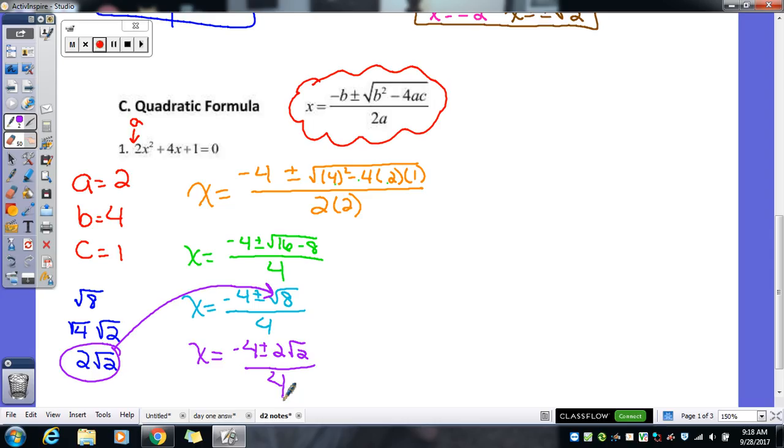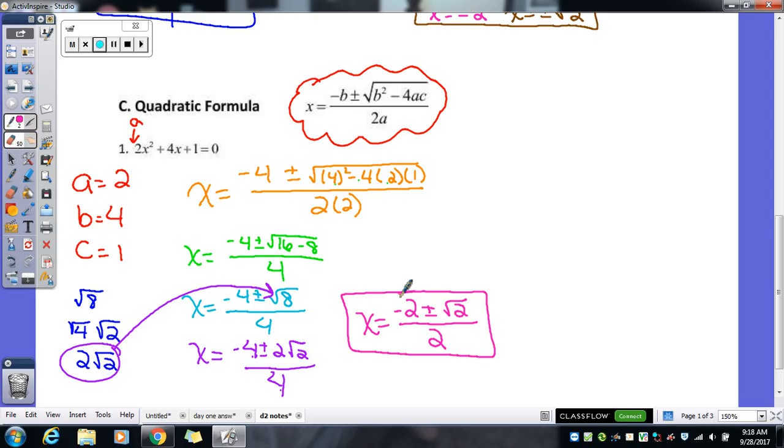So the last thing, we've got to reduce if we can. These 3 numbers outside of the radical, can I reduce those? Yeah, what can we divide those all by? 2. So we get negative 2 plus or minus 1 radical 2 over 2. And that's our final answer.